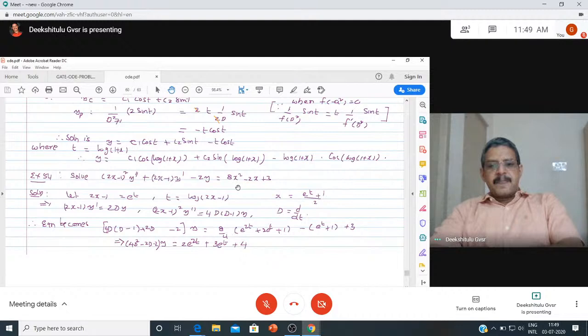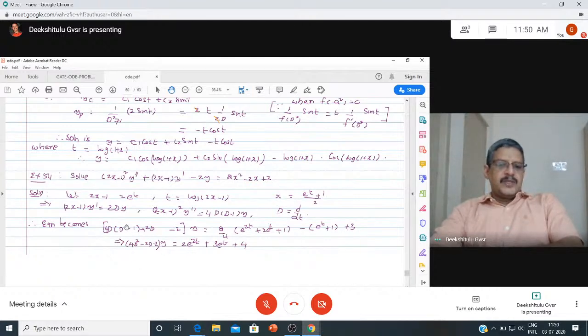on the right hand side x square. Okay, we simplify this, 4d square minus 2d minus 2 is equal to 2 e power 2t plus 3 e power t plus 4. I mean, you have to substitute these things here. X square is e power t plus 1 by 2. So x square becomes e power 2t plus 1 plus 2e power t by 4, and then minus 2x is e power t plus 1 plus 3.